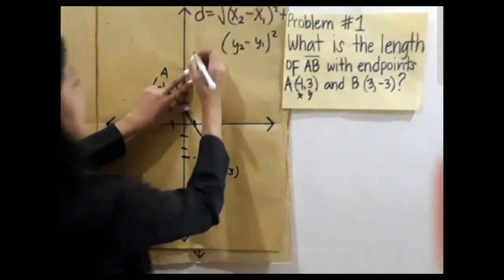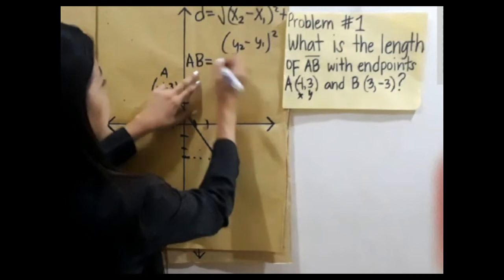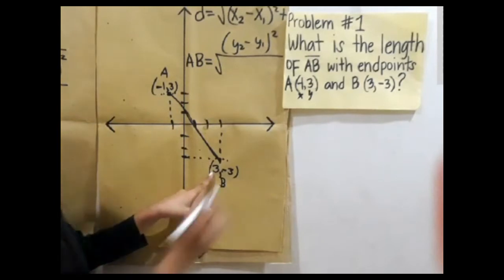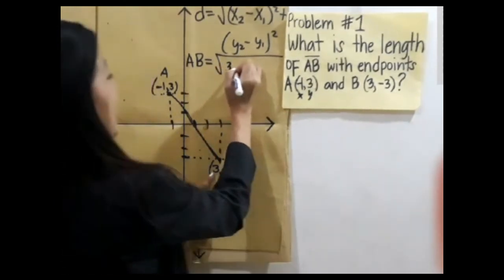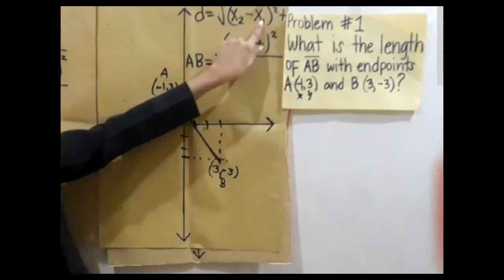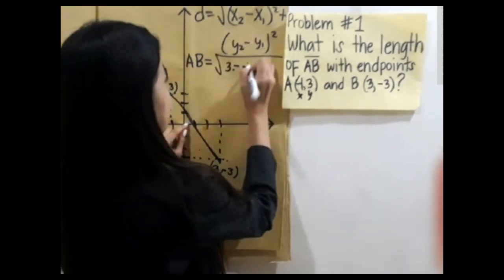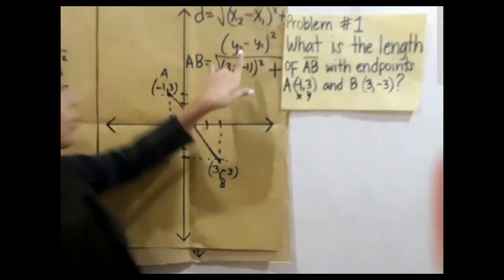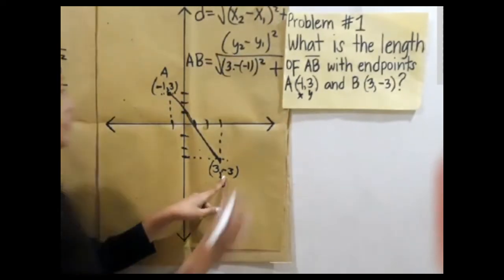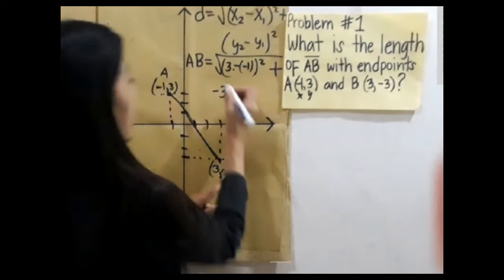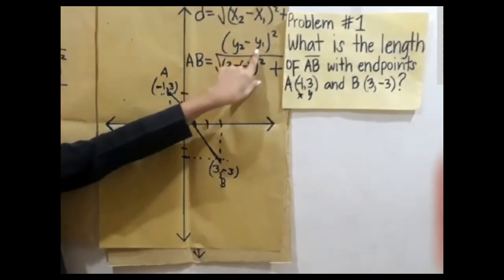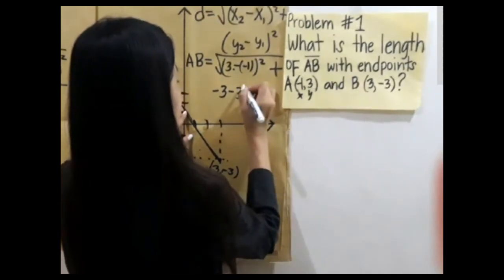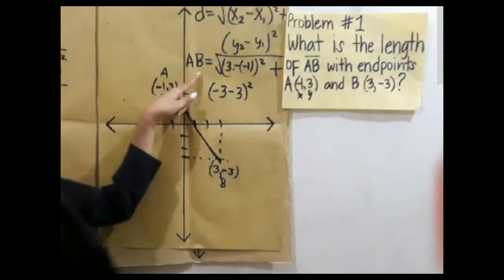So, the distance between AB is equal to the square root of our x sub 2, which is +3, minus our x sub 1, which is -1, and then squared, plus our y sub 2, which is -3, minus our y sub 1, which is +3, squared. So, let's proceed.